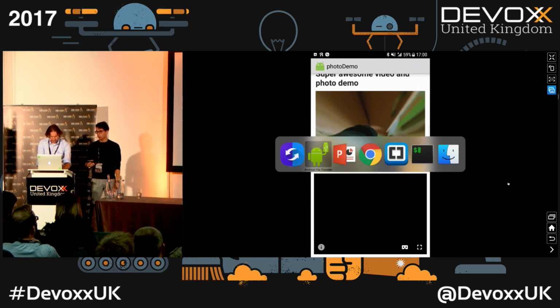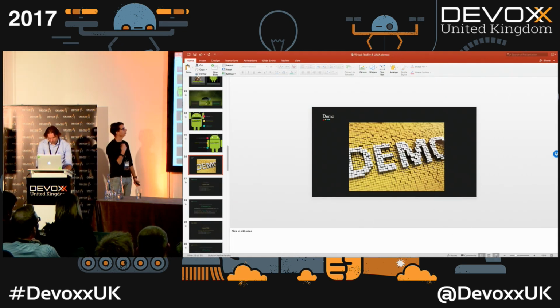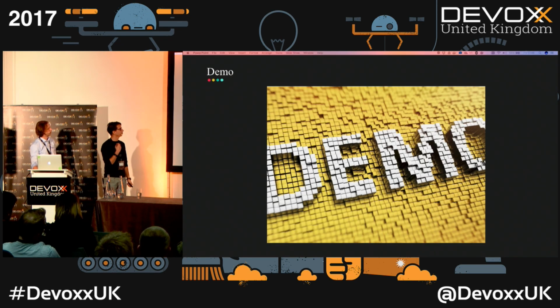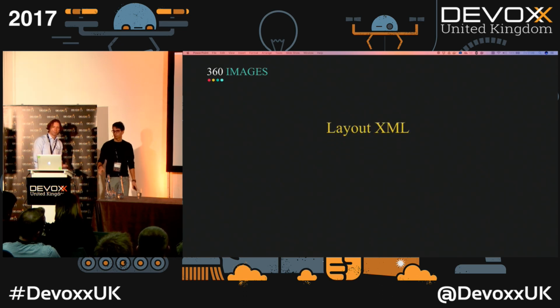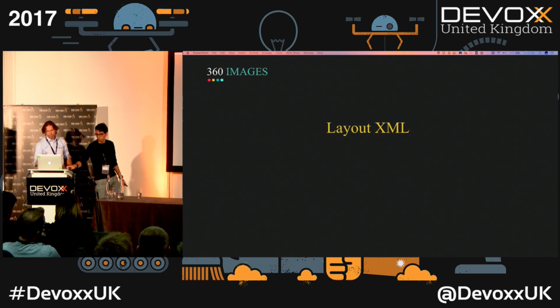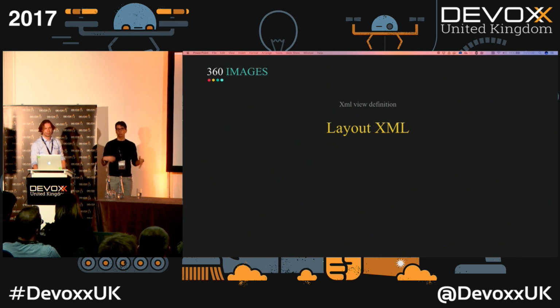Yeah, I think you need to show the code. Yeah, absolutely. I think you guys want to see the code, right? So first of all, Alex showed the 360 images. You need to define a layout XML for that in Android. Has anybody worked in Android, actually? Yeah, so in Android, you work with views, and you have to define what's in a view, and that's in a layout XML.